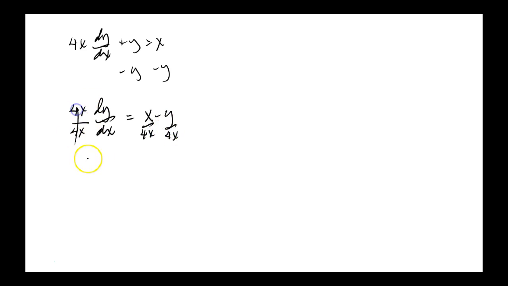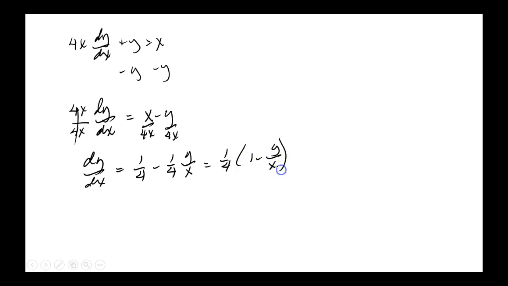Okay, so this would then be dy/dx. This is how a normal form starts, except it's not dy/dy, it's dy/dx, is equal to 1 over 4 minus 1/4 y over x. Which you could have written as 1/4 times (1 minus y over x), or any other way such as that. That would be the normal form for that equation.